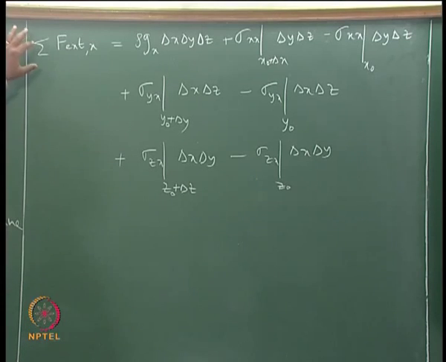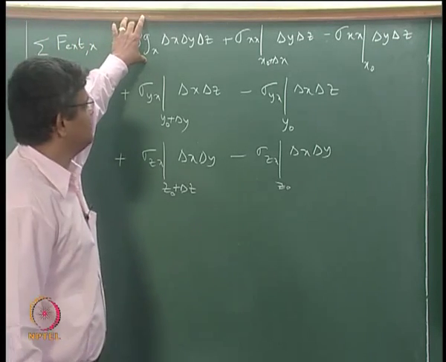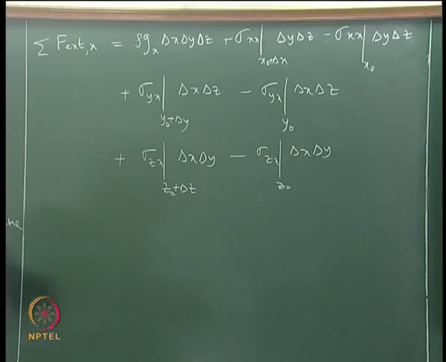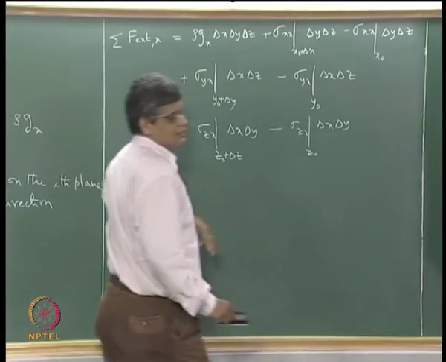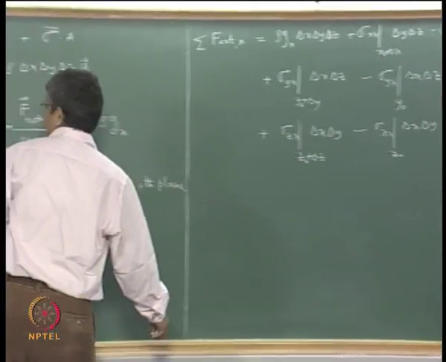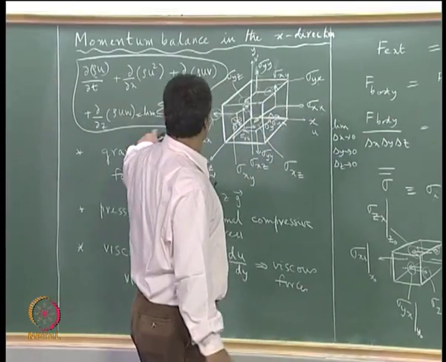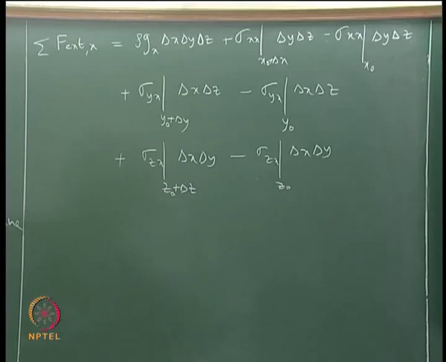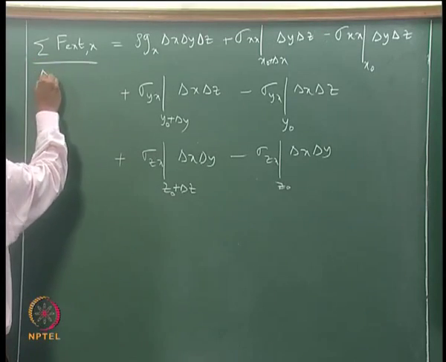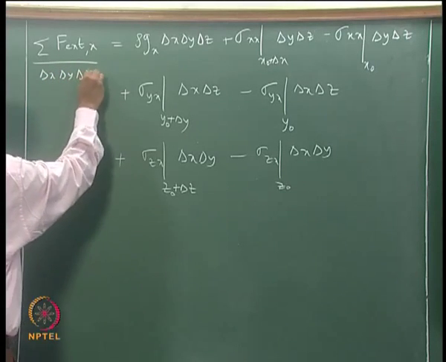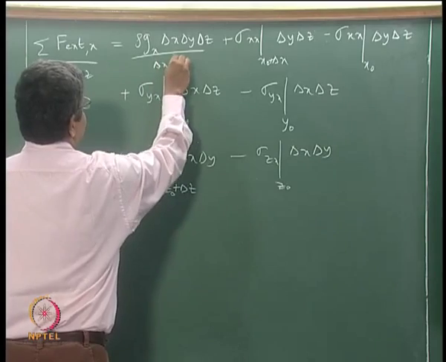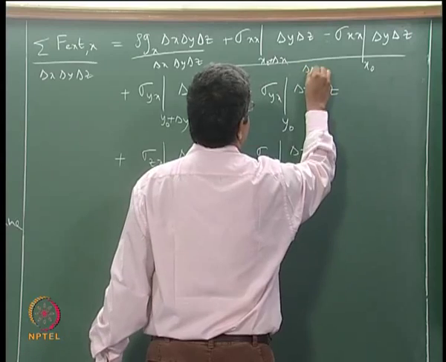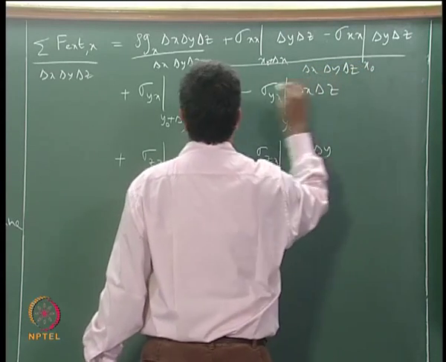So we have the external forces as the gravitational component and 6 stress components acting on the 6 planes in the x direction multiplied by the respective areas. Now what we want is the sum of all these forces on a unit volumetric basis in the limit as delta x, delta y, delta z tend to 0. So we divide this whole thing by delta x, delta y, delta z, and take the limit as delta x, delta y, delta z tend to 0.